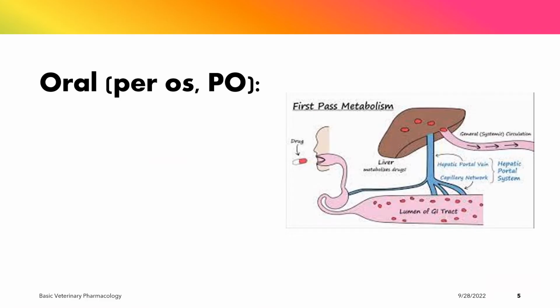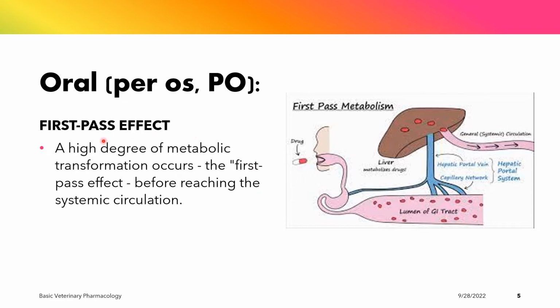For orally administered drugs, a major pathway that it undergoes before it will be absorbed into the systemic circulation is the first pass effect or the first pass metabolism. This is a high degree of metabolic transformation occurring before the drug will be able to reach the systemic circulation.